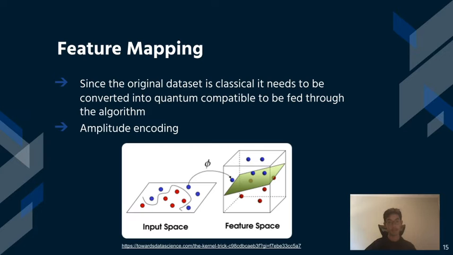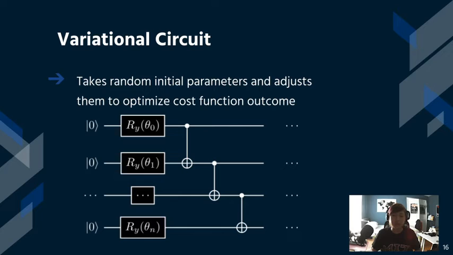The second stage is a feature map, which converts the modified classical data into quantum data that can be run on a quantum computer. As shown in the image, the goal is to find the correct slope of the plane that classifies the data, separating the red from the blue. In terms of implementation, we want to perform a series of operations on the qubit to encode the data we want. Next, a variational circuit is applied to the qubits.